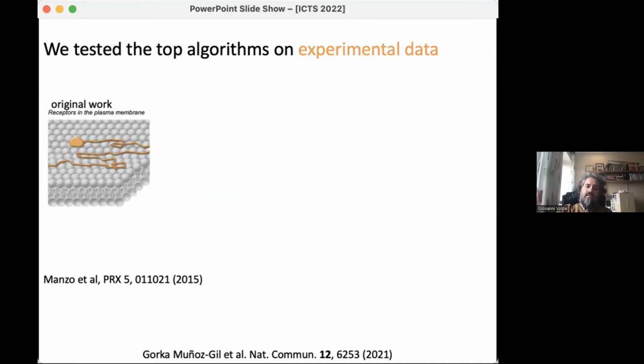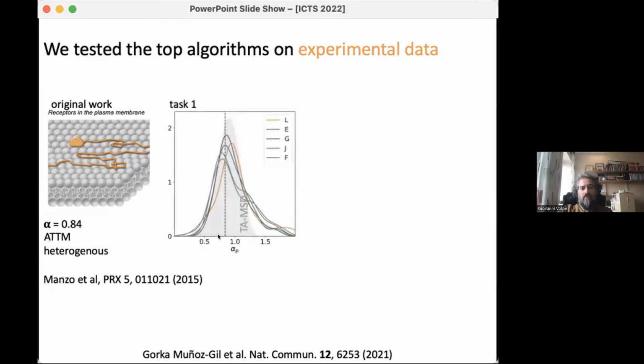Another experimental data set was receptors in the plasma membrane. And in this case, we expected alpha equal 0.84, and we expected this to be ATTM. This is, I think, the paper where originally Carlo Manzo proposed ATTM. And well, first of all, we see that we get a very good agreement. In this case, even the time average mean square displacement gives the very good agreement.